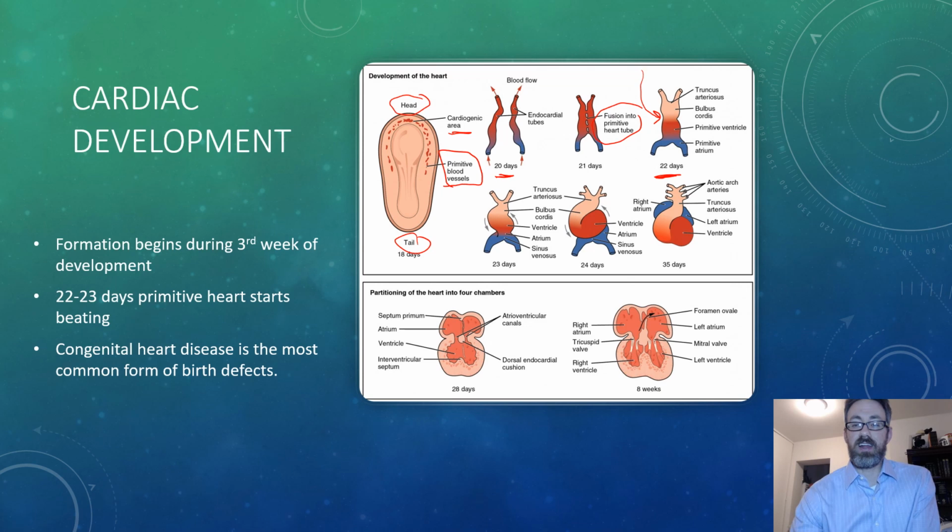The layout of this tube is that the part nearest the head, the rostral portion, which is over here, contains the vessels that are going to become the aorta and the pulmonic trunk. As you work your way down the tube, you have the bulbus cordis. The bulbus cordis will be part of the formation of the right ventricle, as well as the outflow tracts of the ventricles. The primitive ventricle will mostly become the left ventricle. Then you have the primitive atrium, becoming the atria, of course.